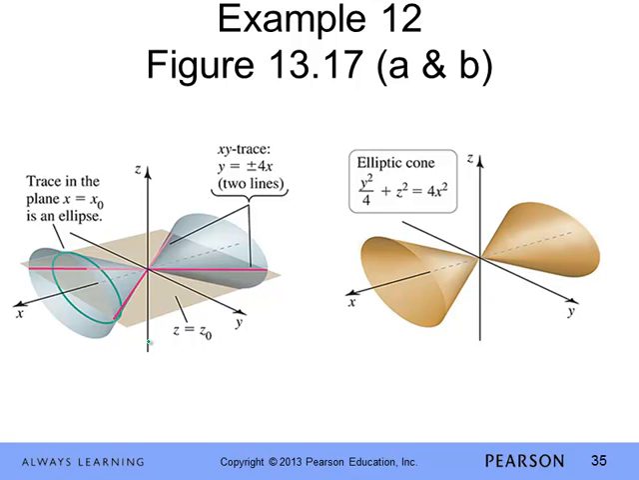So again, if you look at traces, maybe you could set z equal to 0. If z is equal to 0, then you have y squared over 4 equals 4x squared, which will give you 2 lines, like those 2 pink lines. And for different values of z, you will have different lines.